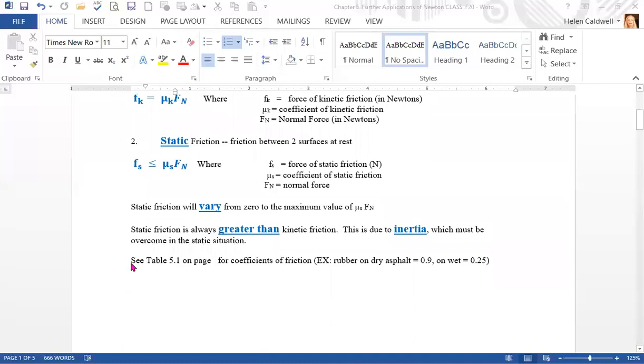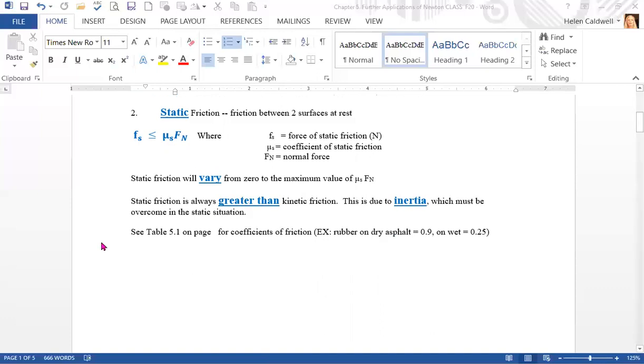There's a table in your book for the coefficients of friction. You've got things like rubber on dry asphalt at 0.9 or on wet asphalt at 0.25. You can see there's almost a 75% reduction in the coefficient of friction as you go from dry to wet, which is why you should slow down on a wet highway. And certainly if you're going to try to change directions, like taking a curve.